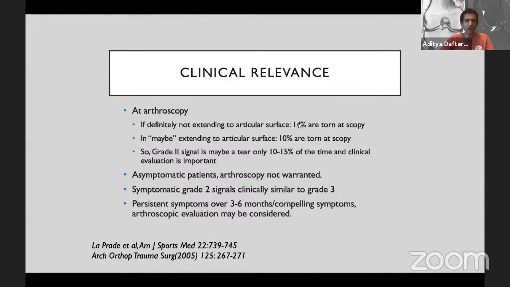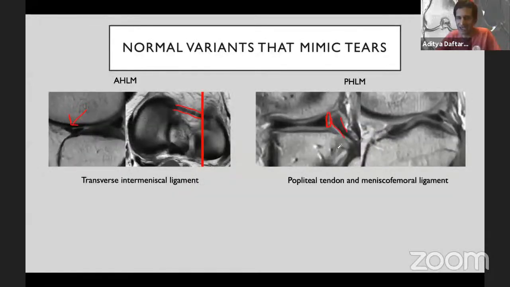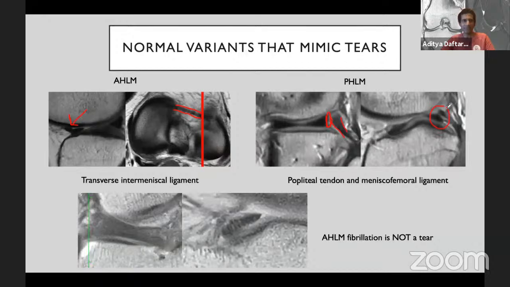Along the posterior horn of the lateral meniscus, you can have volume averaging between here, which is essentially the popliteal tendon, and the lateral meniscus. And this junction over here can look like a tear. So that is how you can mimic posterior horn lateral meniscal tears. And that is towards the periphery. As you come towards the midline, you can also be mistaken with the ligament of Risberg and the lateral meniscus. So that junction can also give you this appearance.